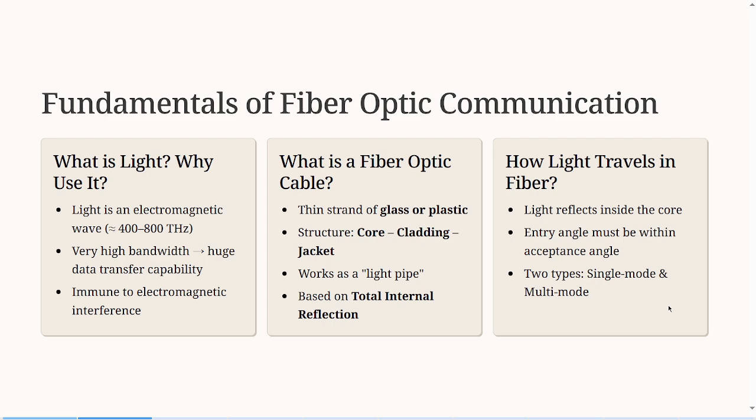There are two main categories of fibers: single mode fibers, which allow only one straight path of light, and multi mode fibers, which allow many paths or modes of light. The difference becomes important later because it directly affects dispersion in optical fibers.